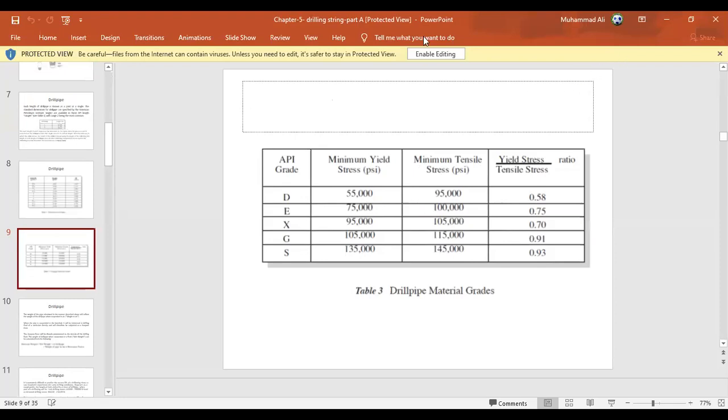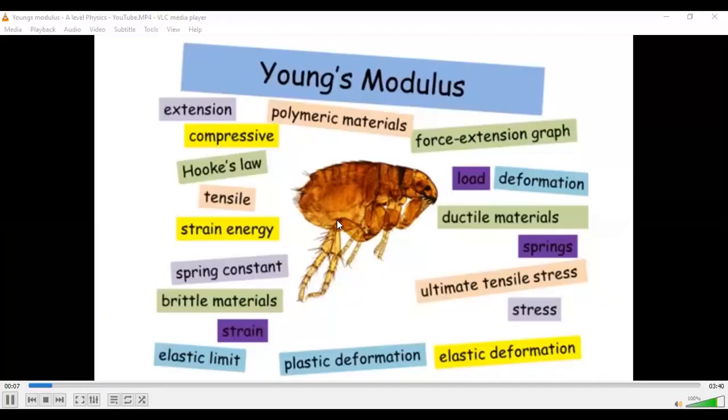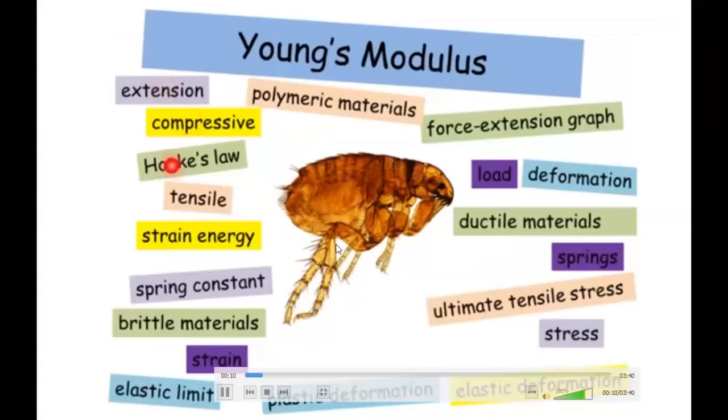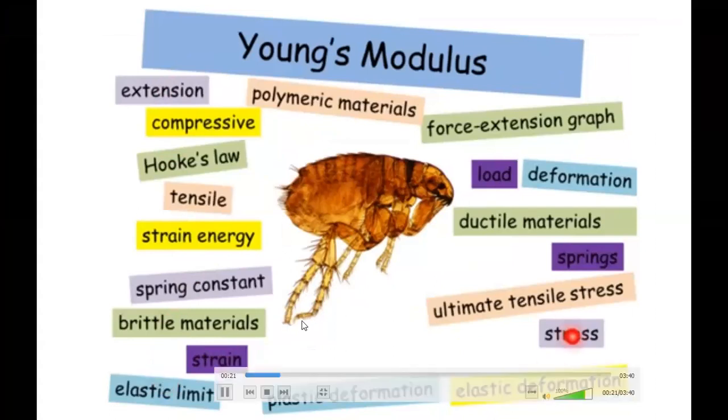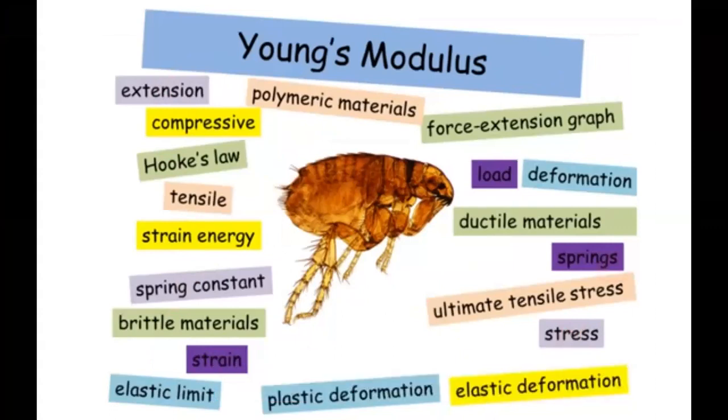Now I will show you some more properties that we care about, talking about Young's modulus. These are some of the key words that we're going to be looking at during this topic: extension, compressive, Hooke's law, tensile, strain energy, spring constant, brittle materials, strain, elastic limit, plastic deformation, elastic deformation, stress, the ultimate tensile stress, springs, ductile materials, load, deformation, and force extension graphs. And not forgetting polymeric materials.